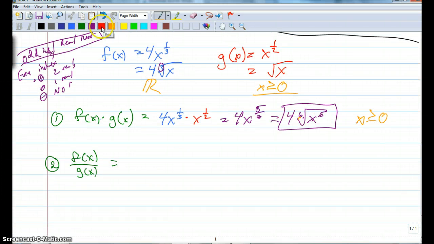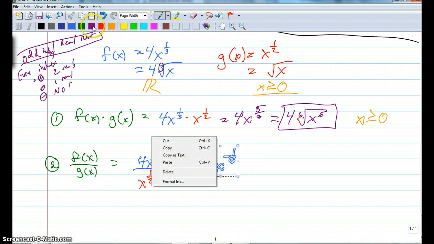Let's talk about the next one. We got 4x to the 1/3 over g of x, which is x to the 1/2. Now, using the exponent rules, we would do 4 times x to the 1/3. We would subtract these exponents. So we're going to get 4x to the negative 1/6 power.